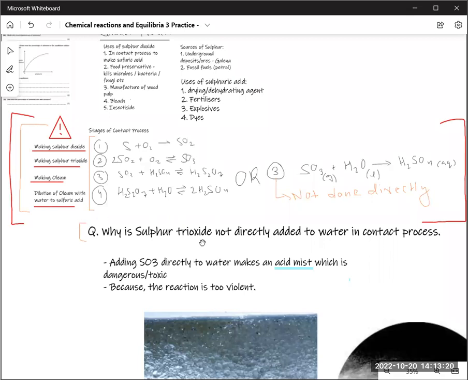And last thing is write the question: why is sulfur trioxide not directly added to water in the contact process? This is a question directly from the past papers. It's 2 marks. One reason is it makes acid mist. Second reason is it is violent or toxic. It's not enough to say it's an acid mist. You have to say it is an acid mist and it is also toxic or dangerous or violent.